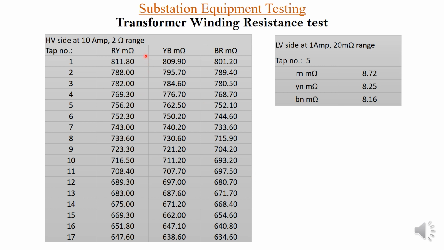You can see that as the tap is increasing, my winding resistance is decreasing. So one way to check that the on-load tap changer of the transformer is healthy is to see a consistent decrease in the value of its resistance in the milliohm range for all the 3 readings. On any tap you will get a similar kind of result for the LV side.